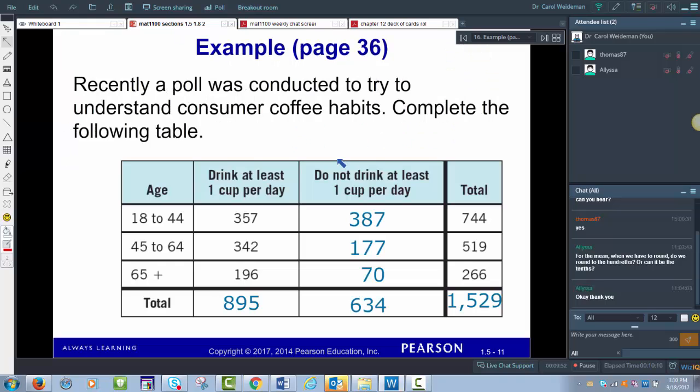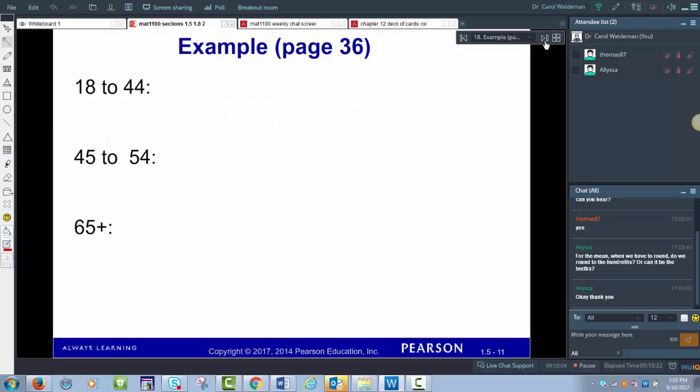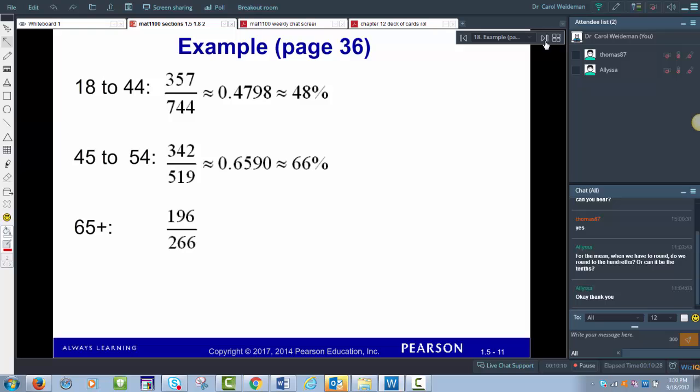So let's go back to the table for a minute. At least 1 cup a day means we're going to take this and divide by the total within each age group. This divided by this, and this divided by this. So let's go ahead and do those calculations. The first group is about 48%, the second group is about 66%, and the third group 74%.